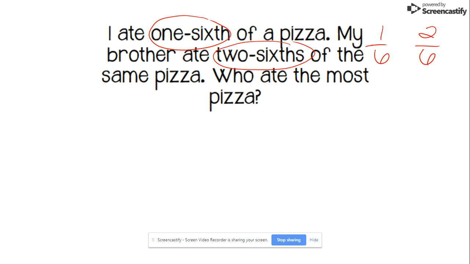By just looking at my fractions, I notice that both of them have the same denominator. So when I'm drawing my number line, I just need to partition it into 6 because they have the same denominator of 6. So underneath that first word problem, go ahead and draw your number line and remember our intervals of 0 and 1.